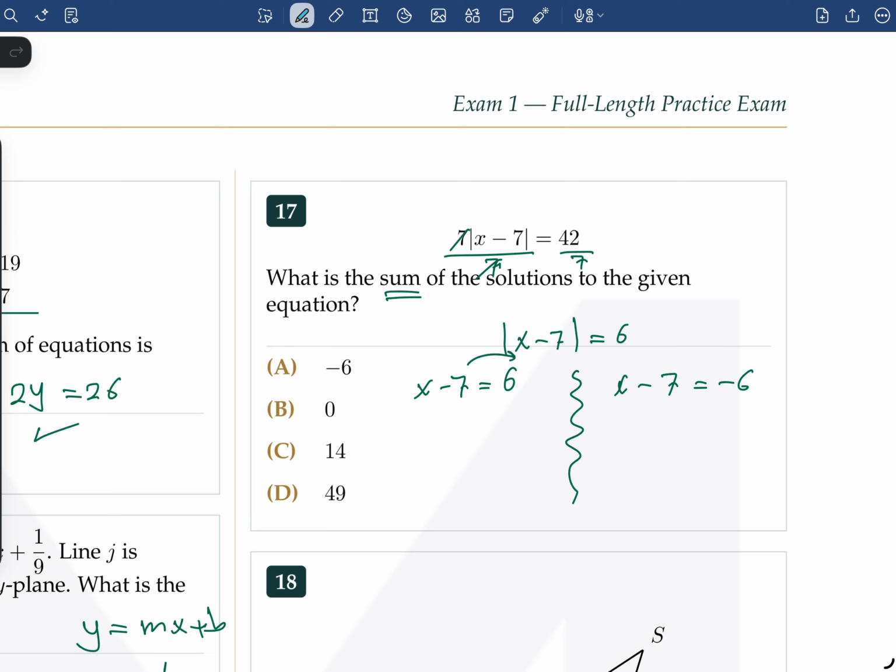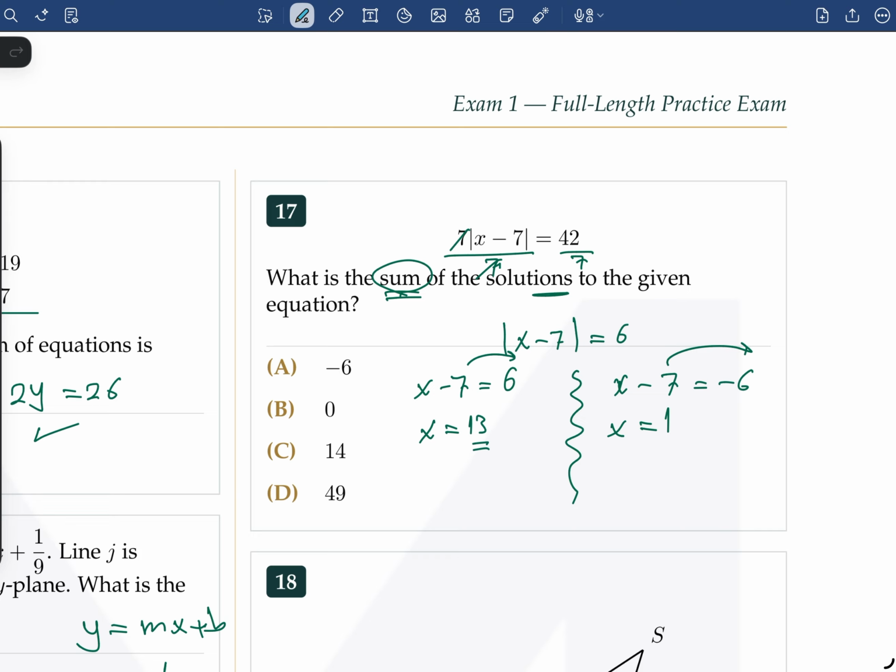Here we move the 7 to the other side. X is equal to 6 plus 7, which is equal to 13. And we don't stop at 13 because we need to get the sum of the solutions. We have 2 solutions already. 7 moves to the other side, and we have negative 6 plus 7, which is equal to 1.